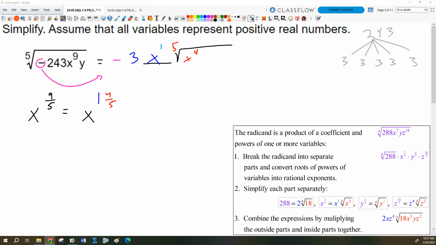Okay, how about the y? The y just stays there, doesn't it? Right? Because it's a y to the 1. So we know that's just going to stay put. Y to the 1/5 just stays put. That's our answer. Okay? Good? All right. Have at it.